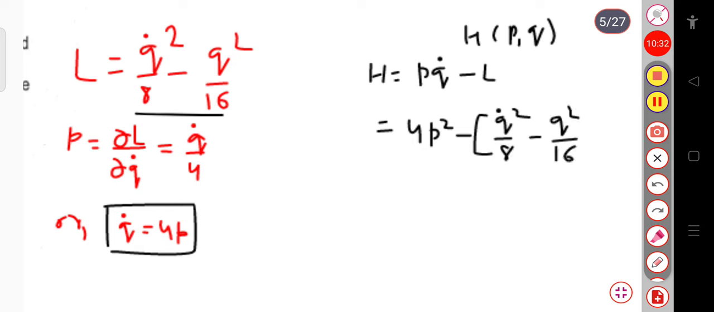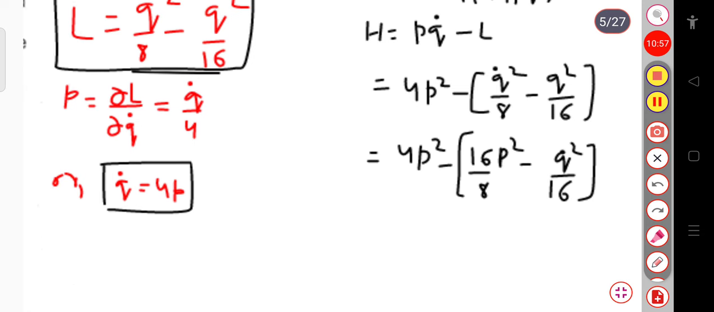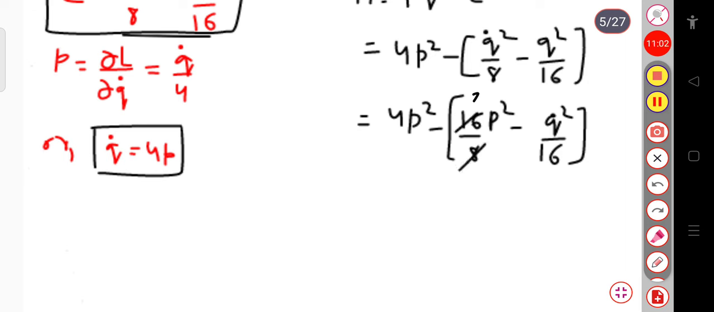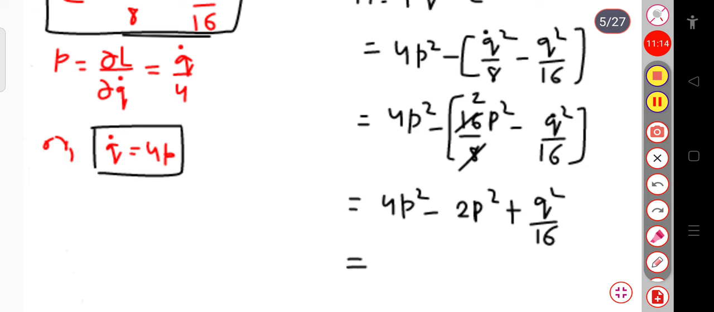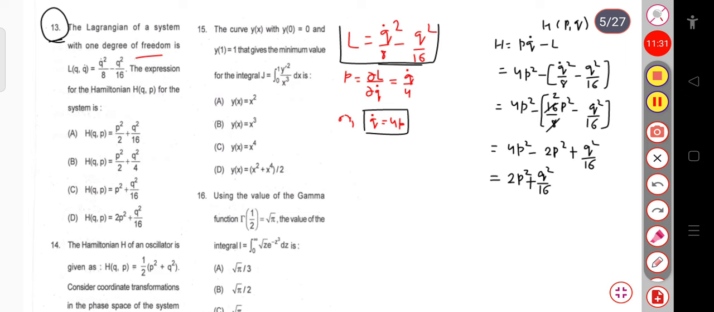This is our Lagrangian, given in our question. So that is equal to 4 p square minus, in place of q dot, again I put 4 p, so that will be 16 p square divided by 8, minus minus, plus q square by 16, since the Hamiltonian is a function of p and q. Here 8 and 16 cancel, leaving 2. That is 4 p square minus 2 p square plus q square by 16, which equals 2 p square plus q square by 16. Now we check the options. This is question number 13 we are solving, and 2 p square plus q square by 16 is the correct answer.